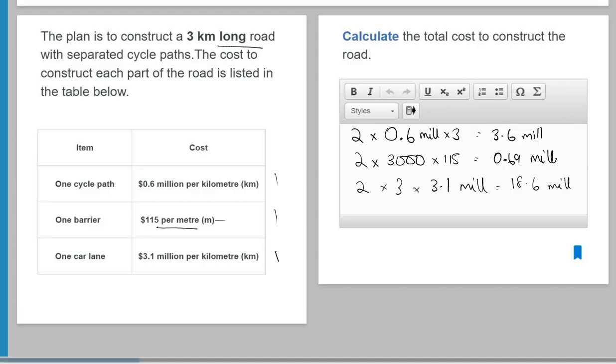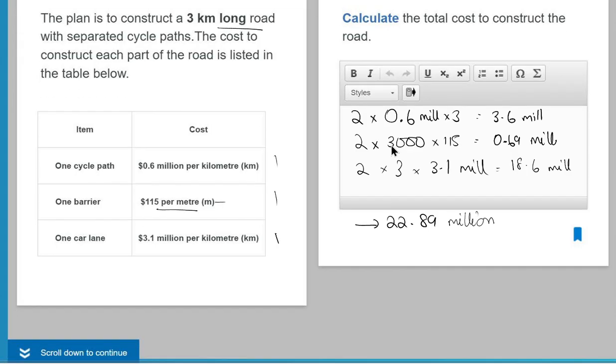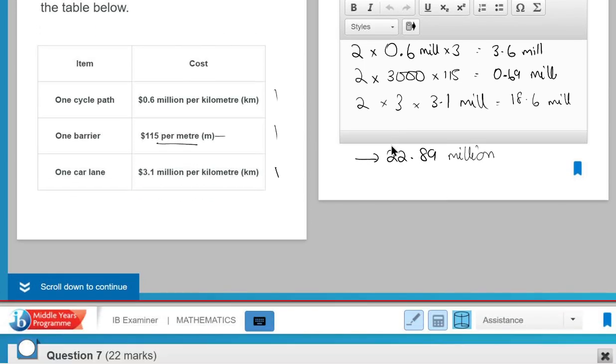So if we were to add all of these values together, 18.6 million plus 0.69 million plus 3.6 million, we get a total answer of 22.89 million. Okay. Yeah, that's what the marking scheme says as well. So yeah, here we go.